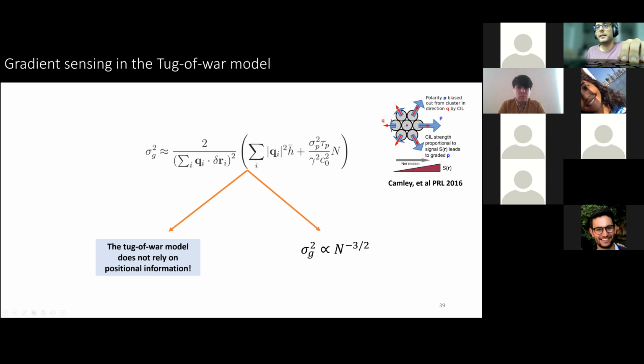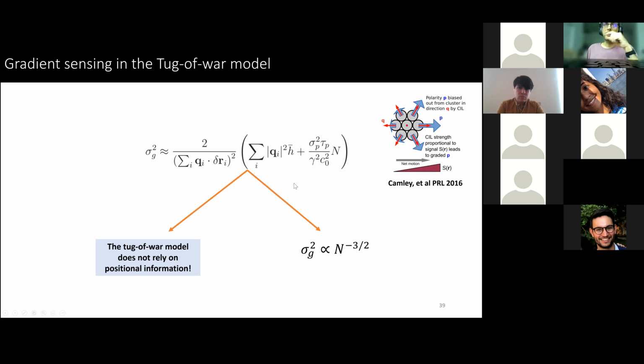And we can understand this because previously the maximum likelihood model was using all the cells in the cluster to make an estimation of the gradient. But in this case, we are only using the cells that are at the edge, which are the only cells that get polarized and sense the gradient.